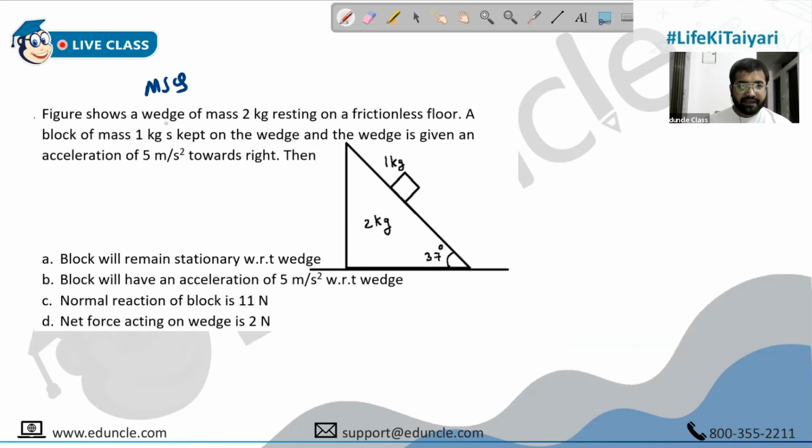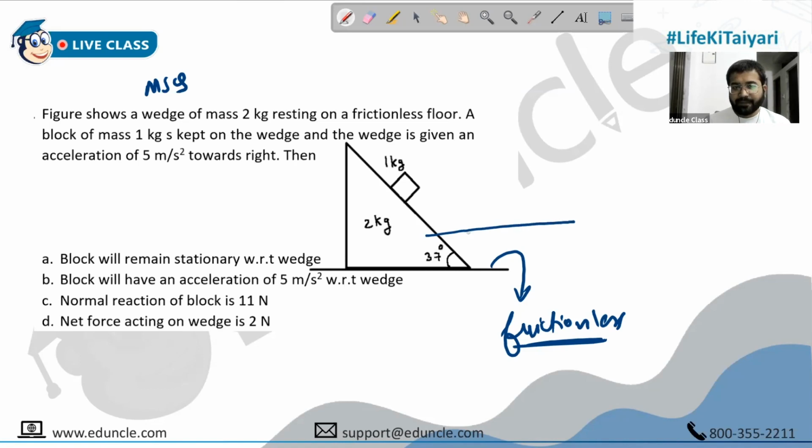So they have given us a figure, a wedge, a mass, and it's on a frictionless floor right now. I don't think we'll have time to cover friction today. I've taken too many problems, but it's good. A block of mass 1 kg is kept on the wedge, and the wedge is given an acceleration of 5 meters per second square towards the right.